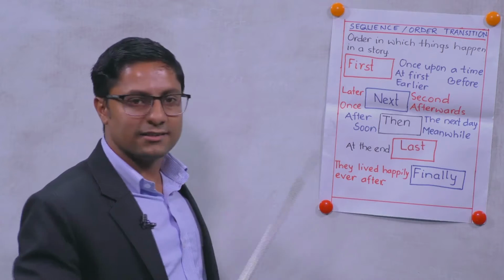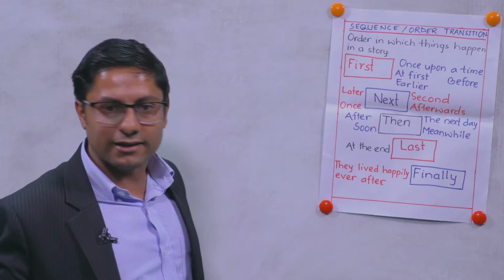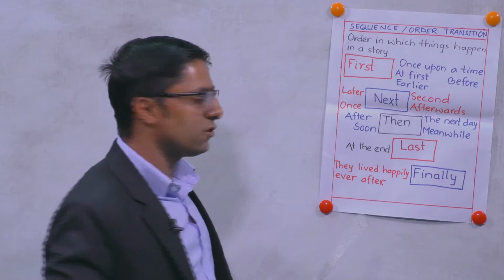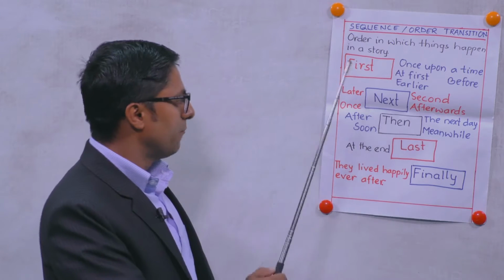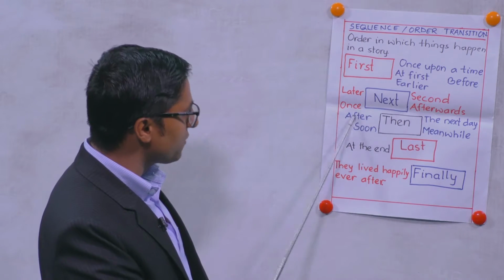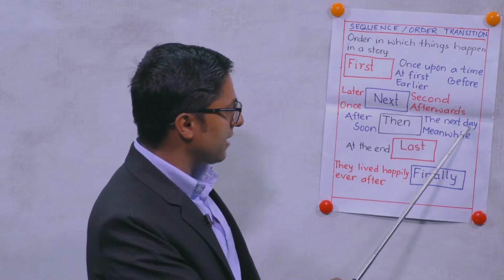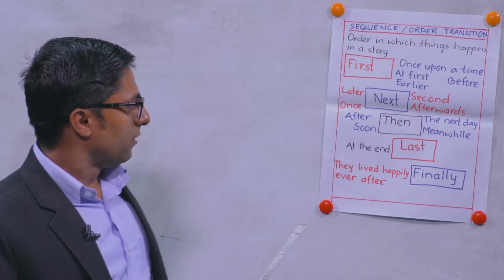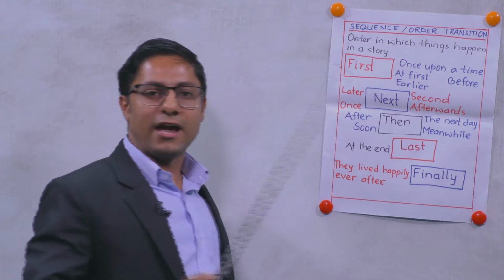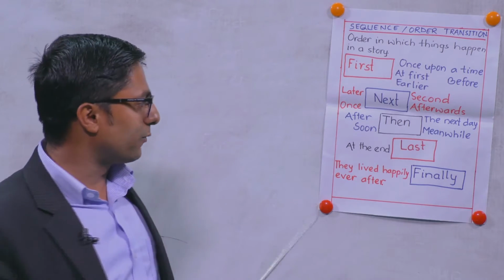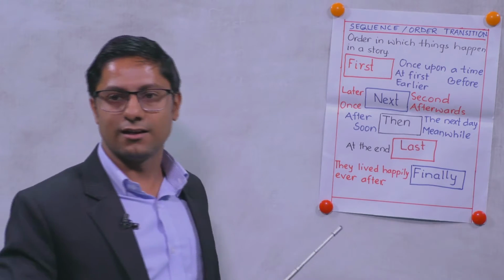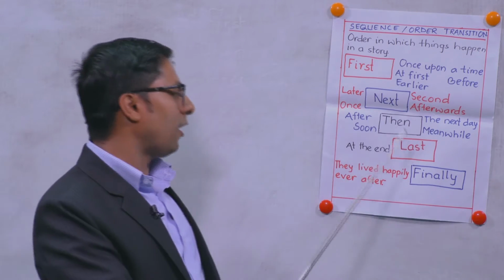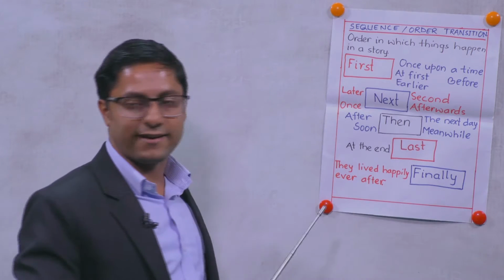Similarly, to add the next incident that took place, you can use the transition word then. See, it's highlighted here. But instead of this, you can also use after, soon, the next day, or meanwhile. Similarly, to add another event in the sequence, you can use the transition word last. You can see it's highlighted here. Or instead of last, you can also use the transition phrase at the end.